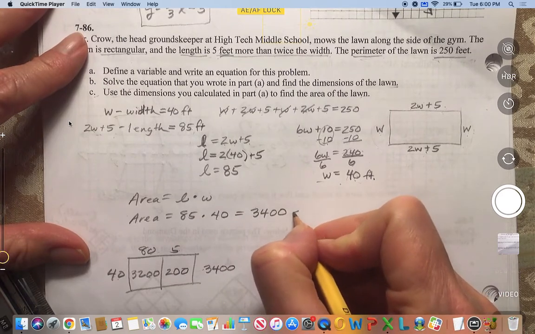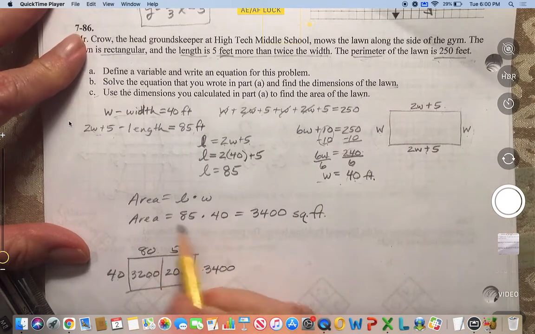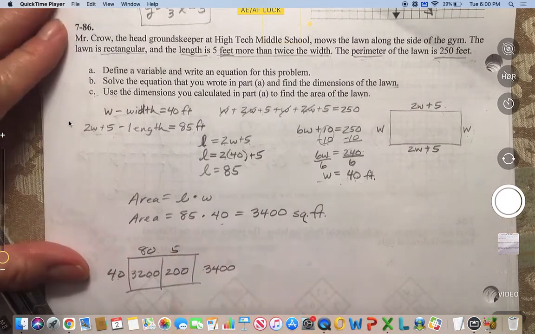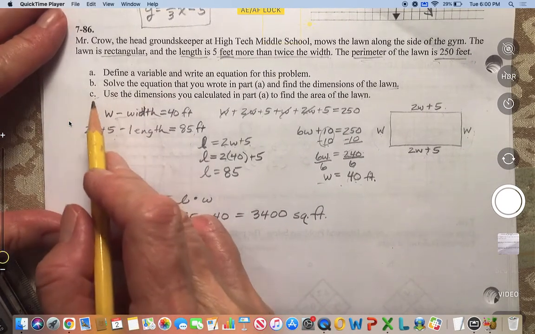And we know that this is square feet because we have multiplied to find the area. So now we've got A, B, and C.